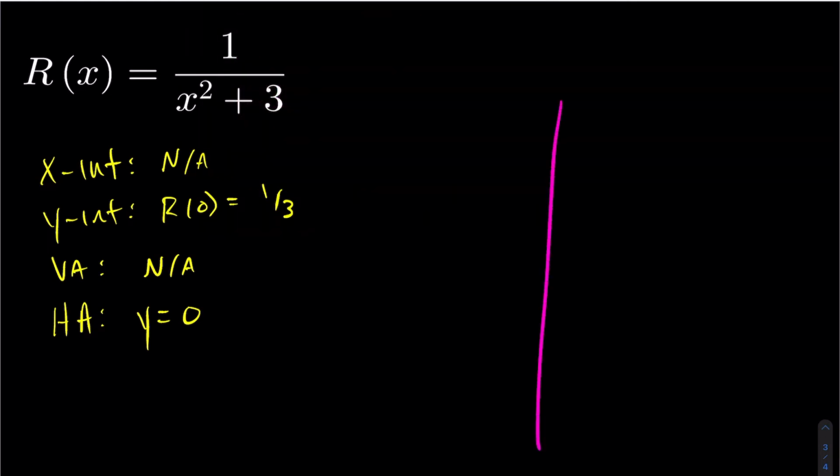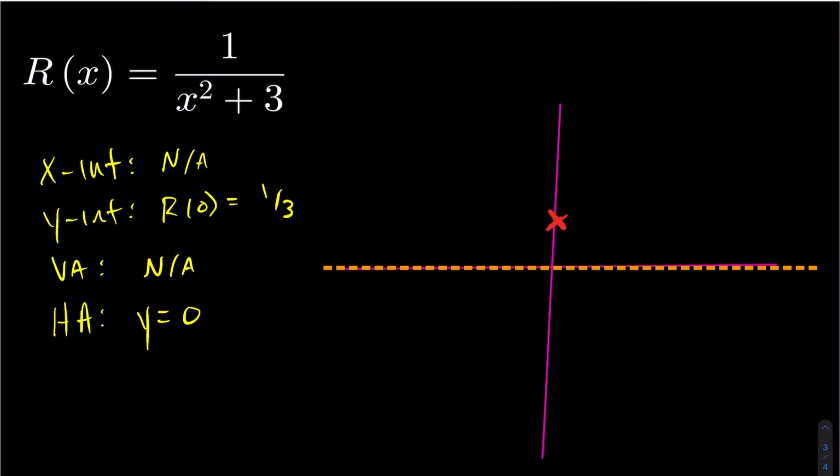So let's draw our graph. All right, I went ahead here. I graphed my horizontal asymptote at 0, and then I have my y-intercept. Again, there's not much else to illustrate on this graph here.